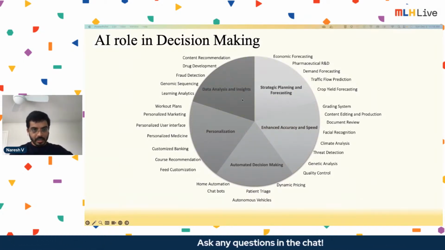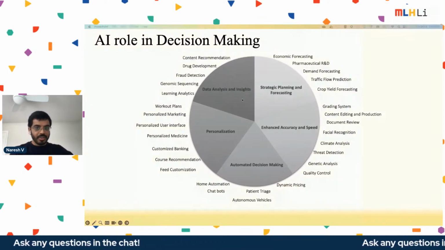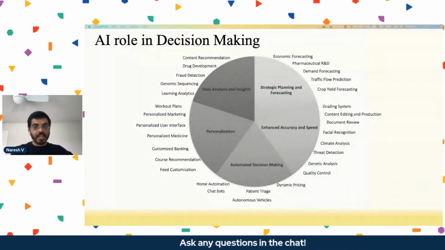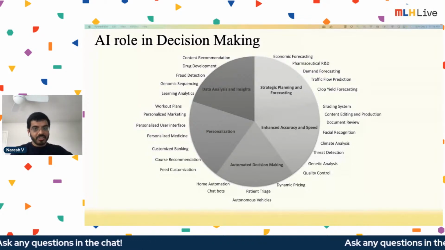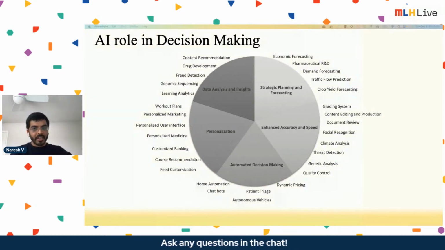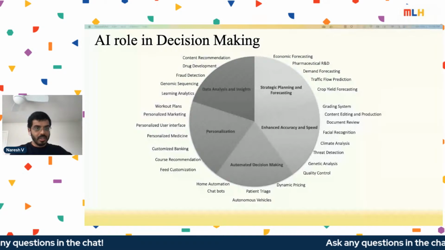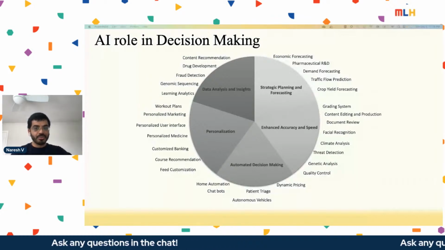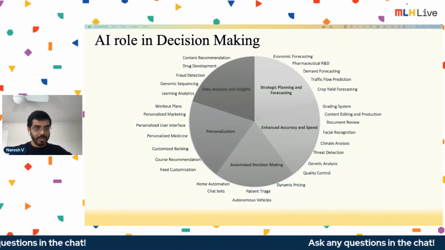Massive data handling. AI can process and analyze vast amounts of data beyond human capability, extracting valuable insights. The second thing that falls under this category is pattern recognition. Through machine learning, AI identifies the patterns and trends in data which are crucial in making informed decisions. And the other one, which is most important, is predictive analytics. AI predicts future trends based on historical data, aiding in proactive decision making.